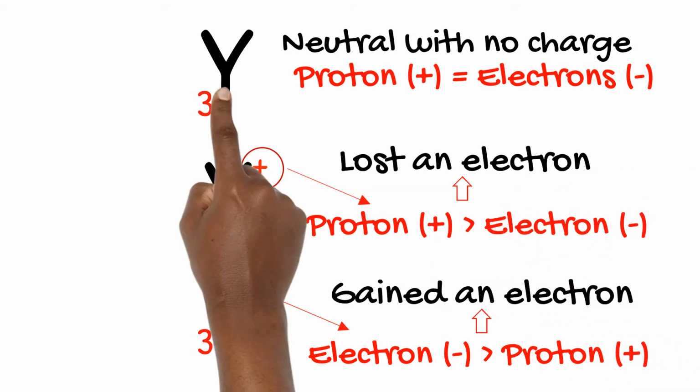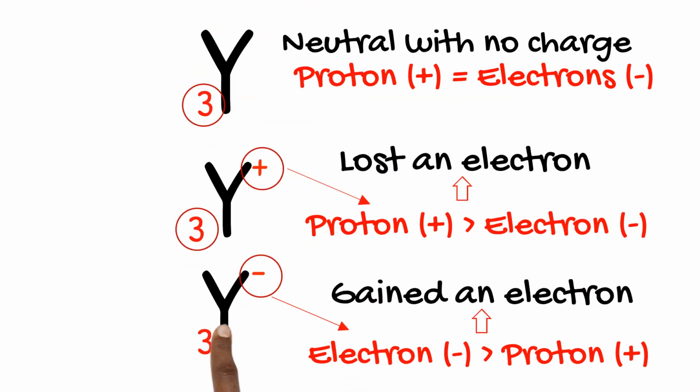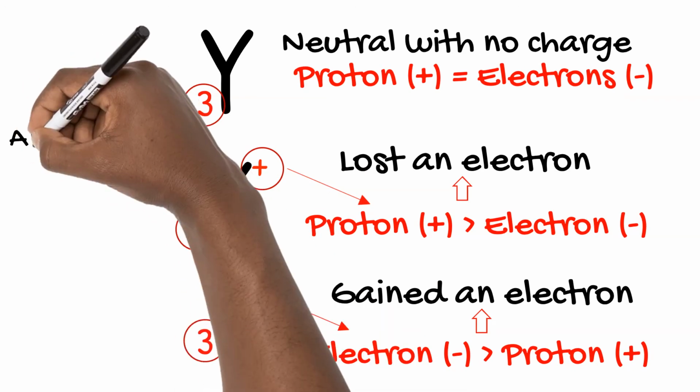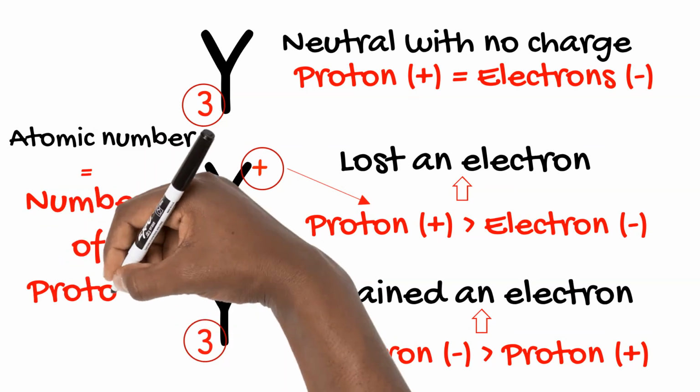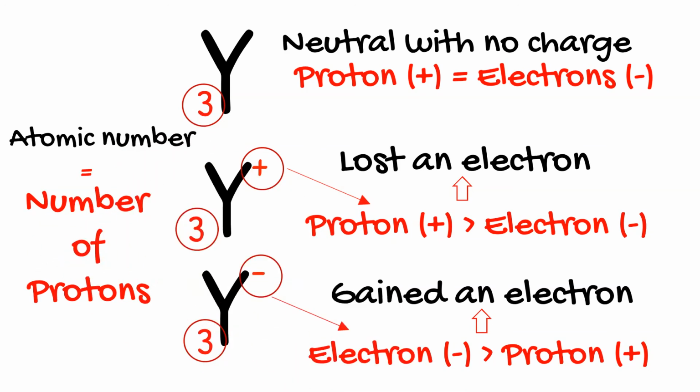Note that throughout this, the atomic number stays the same, whether positive, negative, or neutral, because the atomic number represents the number of protons, and the number of protons never changes.